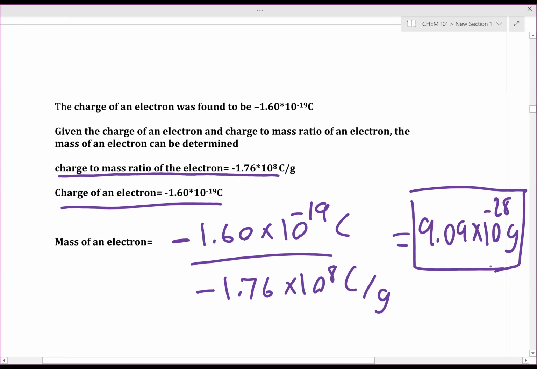Is that a large or very small mass? Oh, sorry about that. So is that a very large or very small mass?